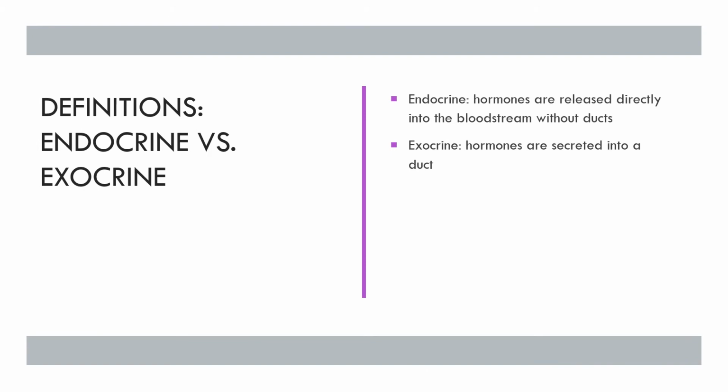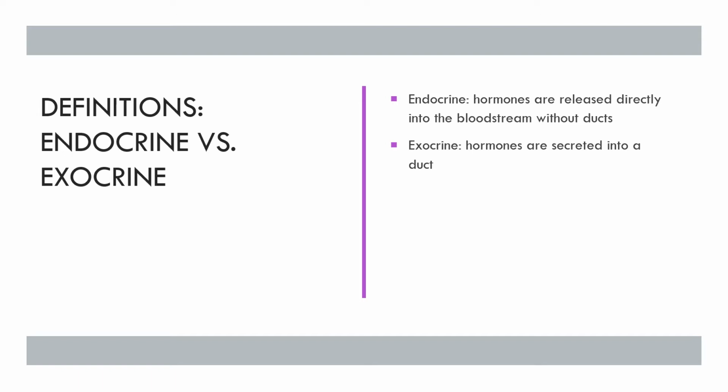Definitions of endocrine versus exocrine. Endocrine means that the hormones are released directly into the bloodstream without ducts. Exocrine means that the hormones are secreted into a duct.